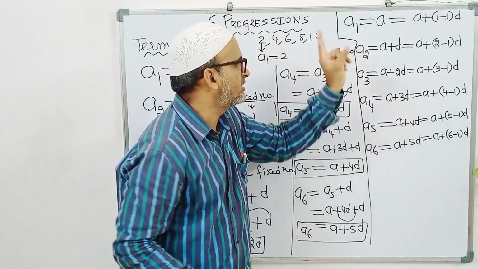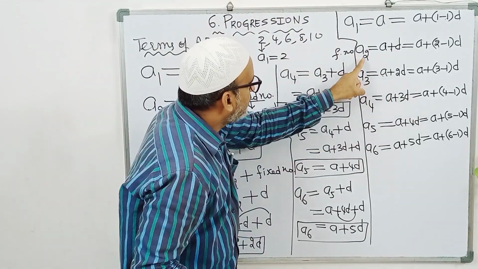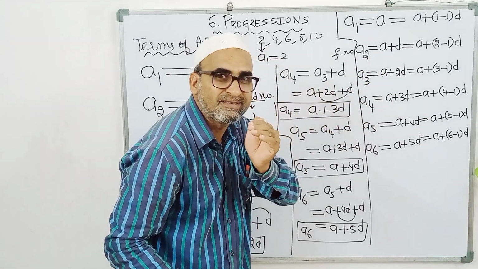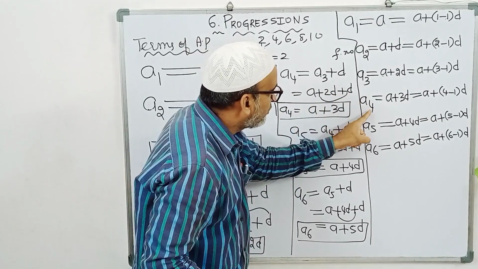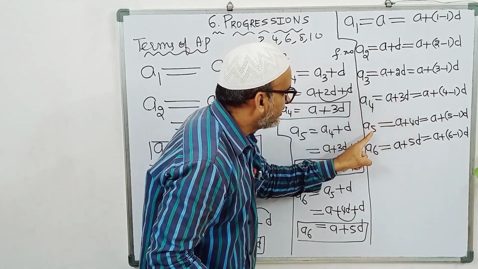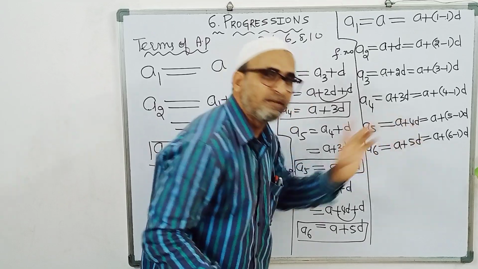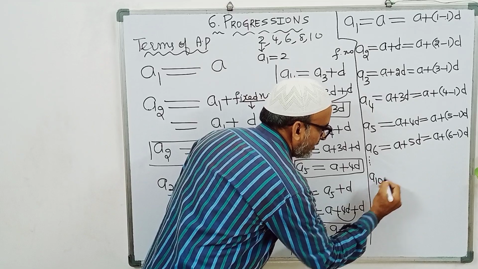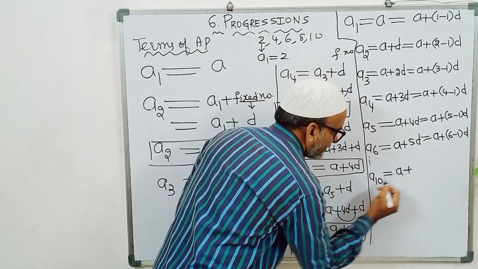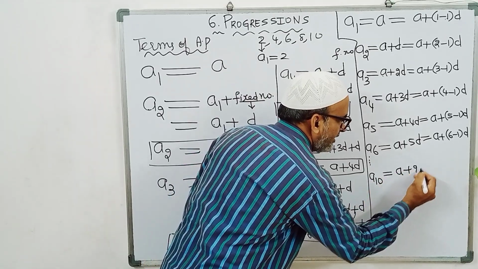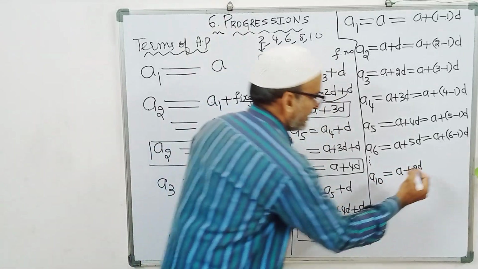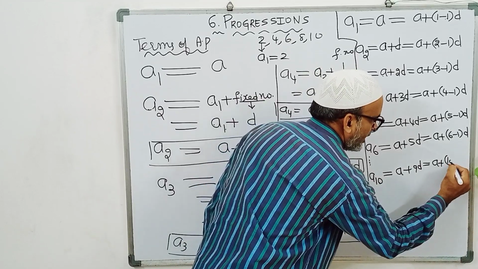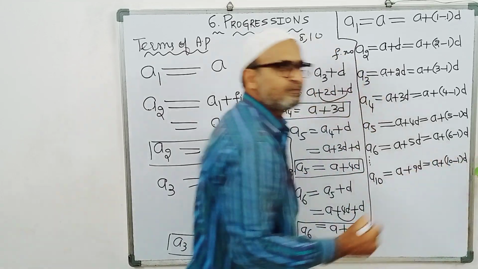Every term I am asking means A plus you should tell. Here 2 means 1D. 3 means 2D. You make 1 decrease, 1 less. A4 means 3D. 5 means 4D. 6 means 5D. Like that, and so on. A10 is equal to what? A plus 1 less than 10, 9D. This is equal to A plus (10 minus 1) into D.